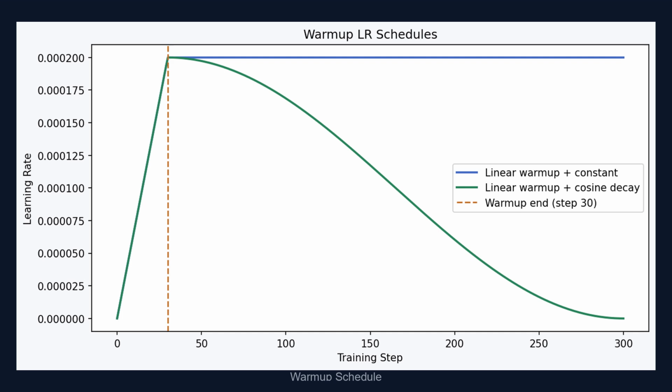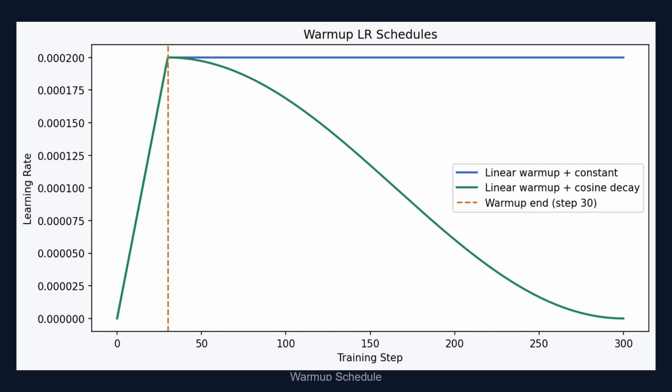In contrast, the green line shows how the learning rate decreases after reaching its peak, which helps fine-tune the model as training progresses. The dashed orange line indicates the endpoint of the warm-up period, set at step 30 in this scenario. Understanding these schedules is crucial because they impact how effectively your model learns. For your next steps, consider experimenting with these different warm-up strategies in your training process. Tuning the learning rate can significantly affect your results, so it's worth testing to find what works best for your specific model and dataset.